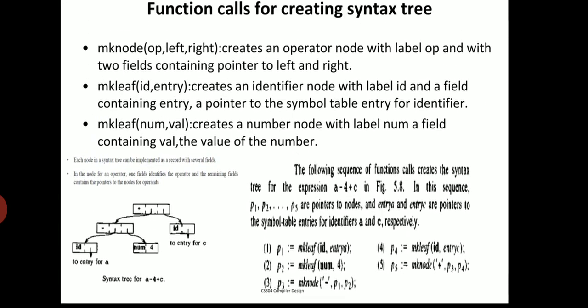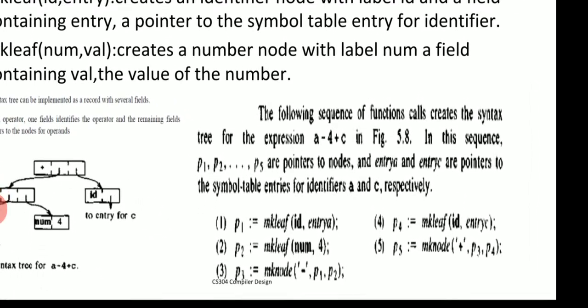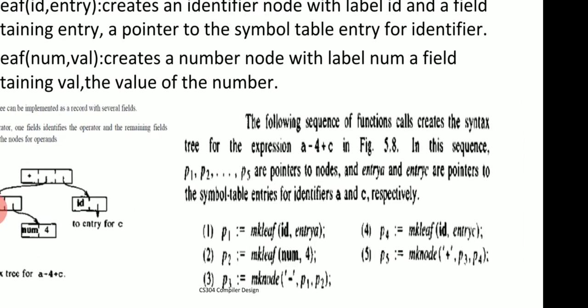If you are executing a - 4 + c sequentially, we know that the leaf nodes will be a, 4 and c. Initially we have to compute a - 4. So we have to create a first, then 4, then minus, that is the operator node. Then we have to perform the operation a - 4 + c.